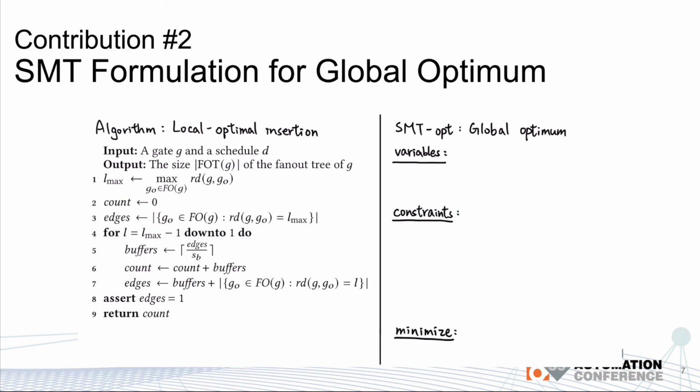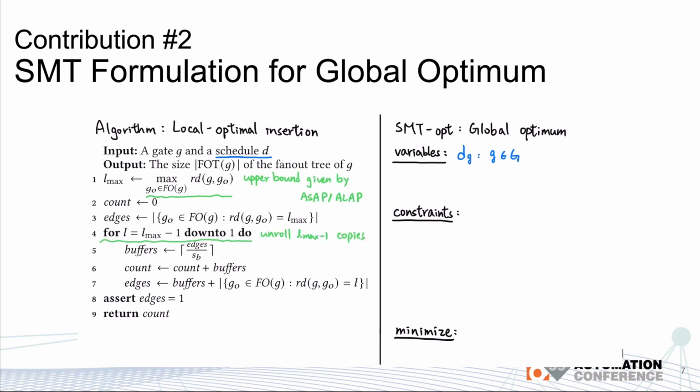Our second contribution is an SMT formulation to solve for the globally optimal schedule. Using the algorithm of local optimal insertion on the left, we will transform the pseudocode into SMT constraints. First, as we are solving for a schedule, the primary variables will be the level assignment of each gate. For the maximum level, we use ASAP and ALAP to find a constant bound.